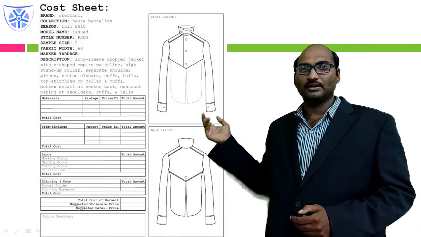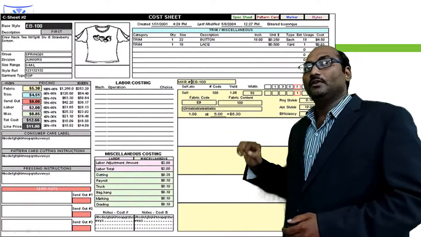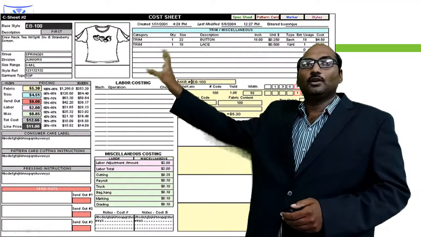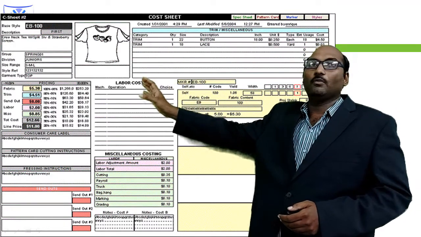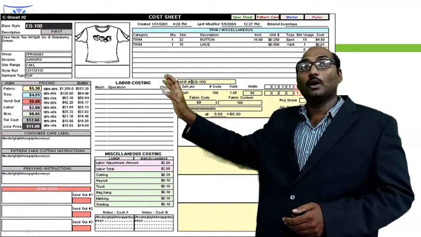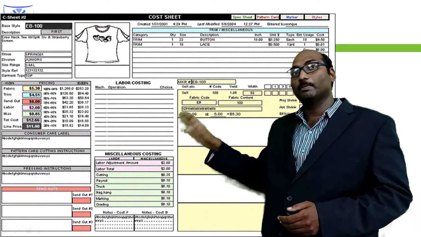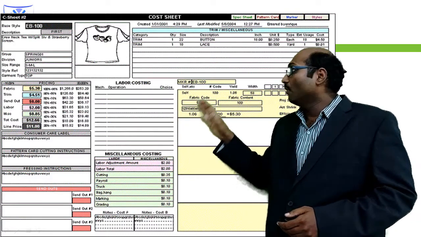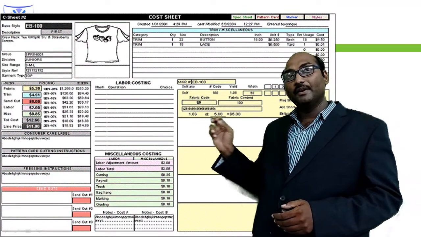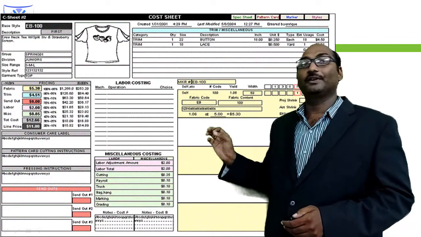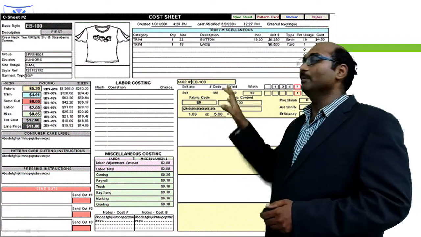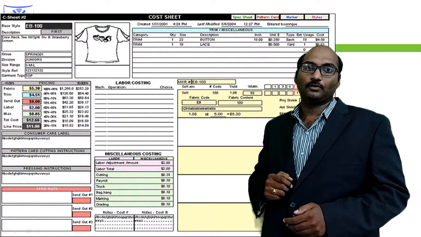Let us see one more example. Yeah, this is another example. Similarly, in this also, what is the fabric which is there? What are the various specifications? What is the price, and from where are we taking it? What is the labor cost? What are the other miscellaneous costs? What are the inspection charges? Everything comes under the cost sheet.